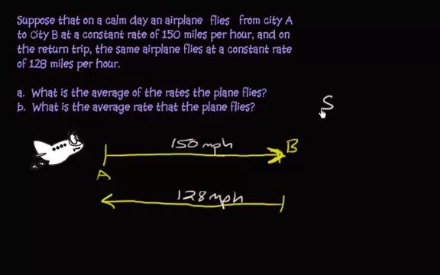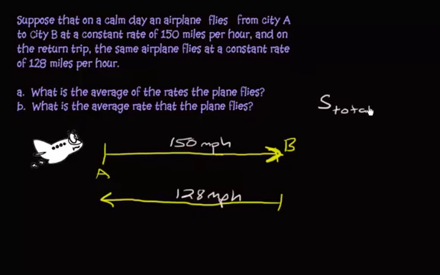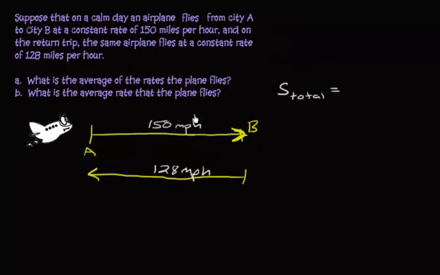So what we're going to do is label the speed. All right, we'll call it S, and I'm going to call this S total. Think of it as the overall total speed of this plane from start all the way back to the finish. Now, the speed is going to be the distance, which I'll write D total. So it's the total distance over the total time.